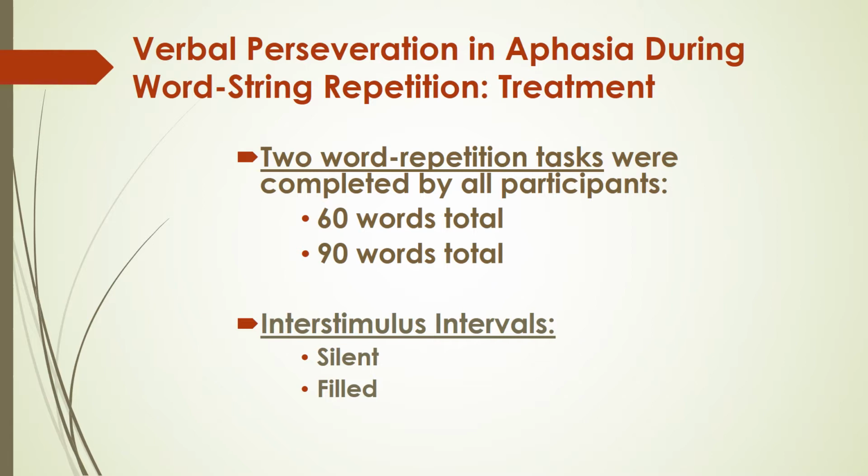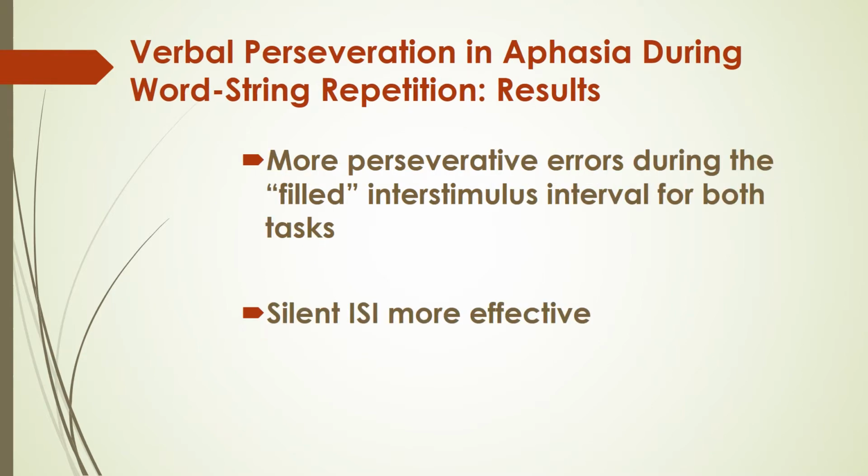Treatment included 2 word repetition tasks as completed by all participants. One task included 60 words total, the other 90 words total. Interstimulus intervals consisted of silent and filled. For silent intervals, participants were instructed to sit quietly for 5 seconds. For the filled intervals, participants were instructed to count in tandem with the clinician.